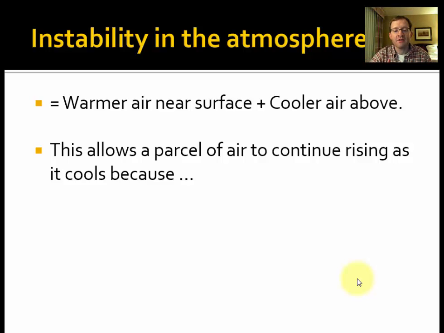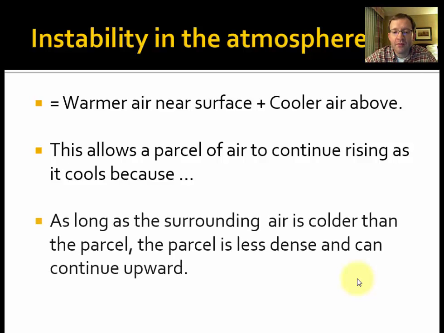So an unstable atmosphere will allow that air to rise and continue to rise and potentially get very, very tall. So as long as the surrounding air is colder than the parcel of air, which is the pocket of air that's going to make our thunderstorm, this air in the middle can continue to rise and rise and rise. And as it does that, it cools and the air around it is getting cooler and it continues to go taller, probably until it gets to that tropopause. So as long as the surrounding air is colder than the parcel, the parcel will be less dense and therefore can continue to rise upward.